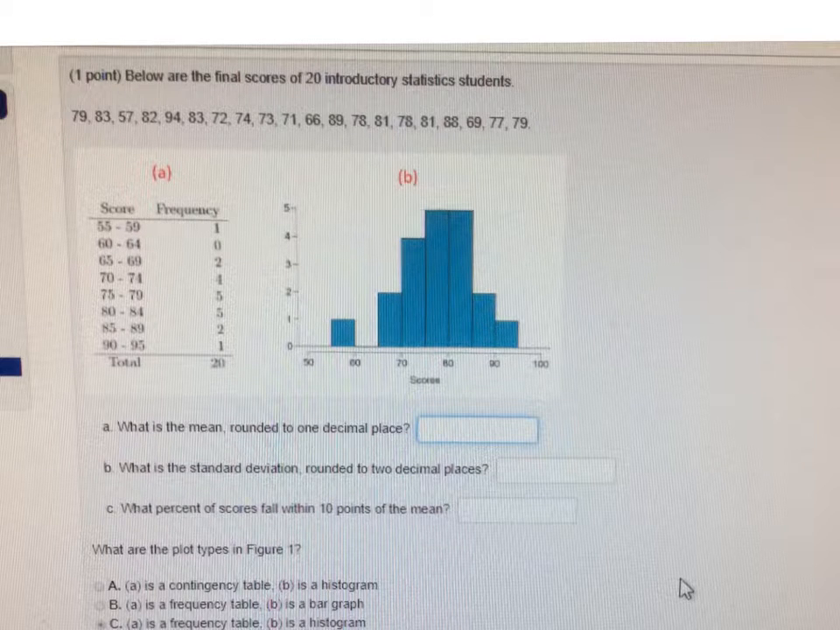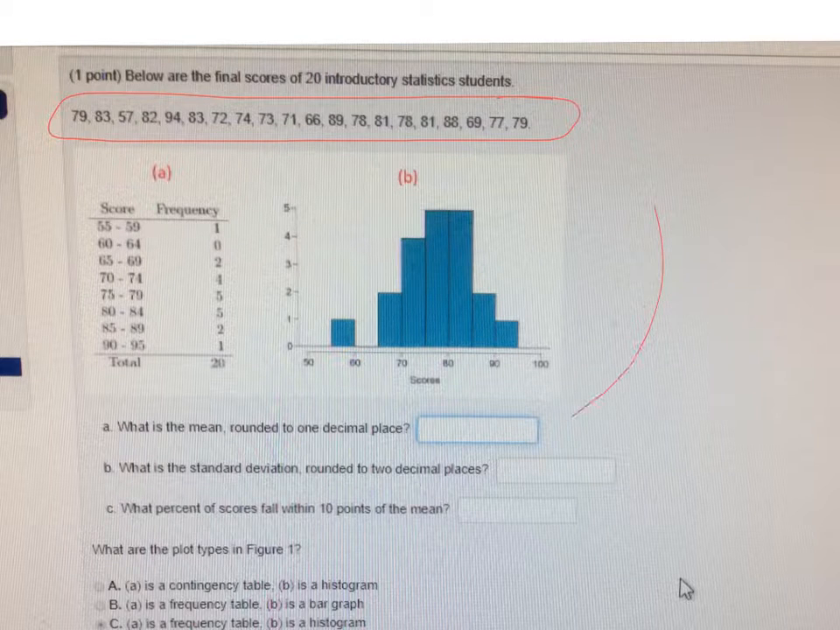If you're looking at the raw scores that are given here, the way that you find the mean is to just add them up and then divide by 20, and that's the answer that goes in here, okay? So just literally on your calculator, add up all of those numbers and divide by 20, and it's asking you to round to one decimal place, so remember the rules. If the second decimal place is 5 or greater, then you round up, okay?